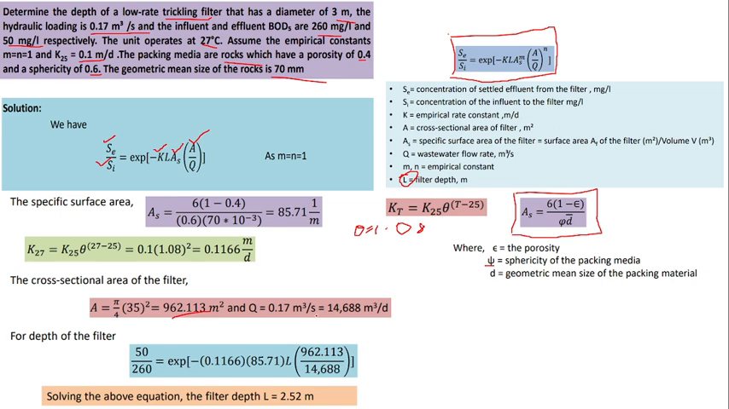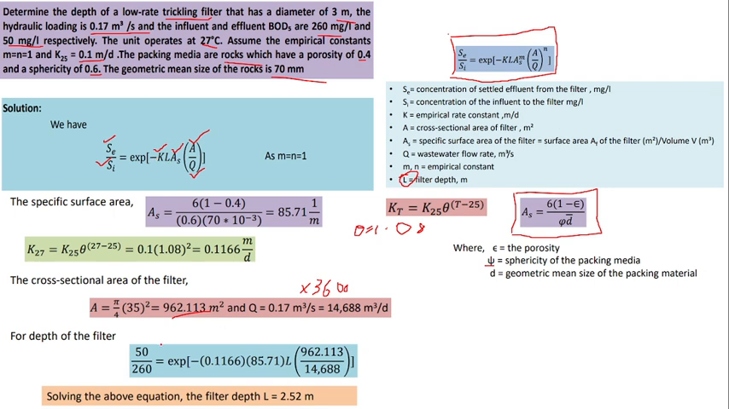So we just convert this seconds to day by multiplying it with 3600. So in a day, 60 minutes are there, and for a minute, 60 seconds are there. So 60 into 60 is 3600. You will obtain the flow rate as 14,688 meter cube per day. Now the Q is also known. Only unknown parameter is the L, which is the depth of the filter.